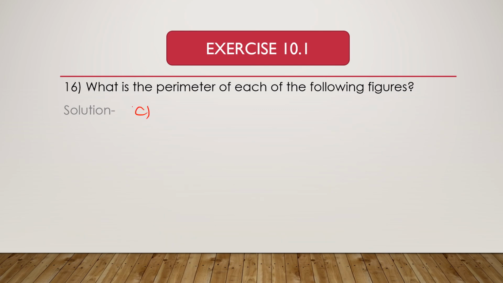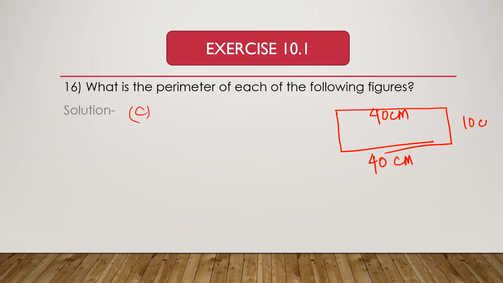Now C. What is the perimeter of the following figure? This is the figure. This is 40 centimeter given and this is also 40 centimeter, and this is 10 centimeter, and this is 10 centimeter. So length of the rectangle is 40 centimeter and breadth is 10 centimeter. It is given.